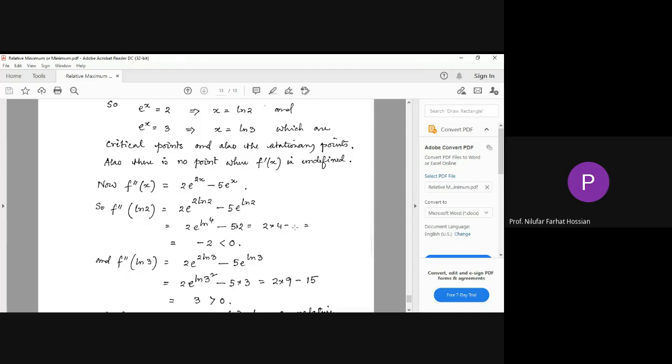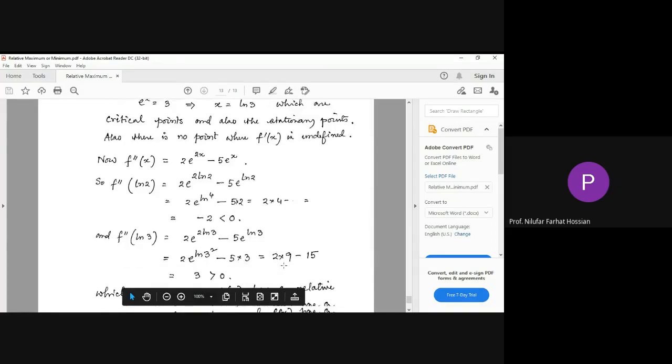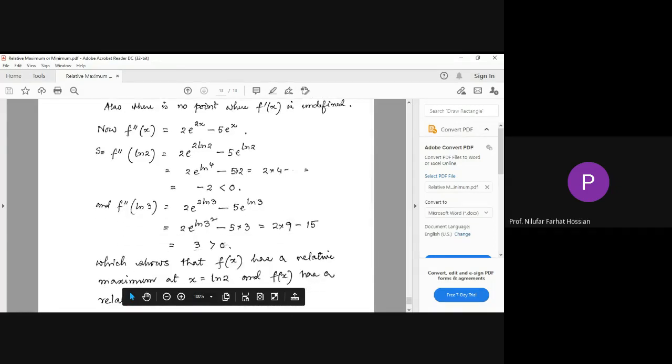Okay. Something is missing here. 5 into 2 is 10. So 8 minus 10 is minus 2, which is negative. So there will be a relative maximum at x equal to ln 2. And similarly, when you put x equal to ln 3, you see the value becomes positive. So the function will have a relative minimum when x equal to ln 3.